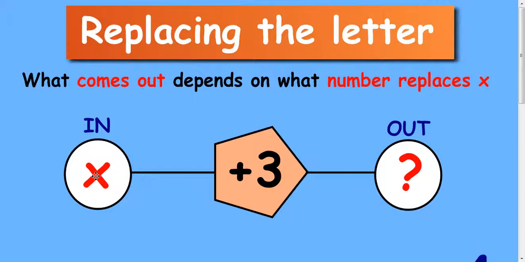If I said x was going in, then you would have no idea what was coming out until I told you what x was. If I said x was 4, then you could replace that here with a 4, and you would say 4 plus 3, and you would see that 7 would come out.